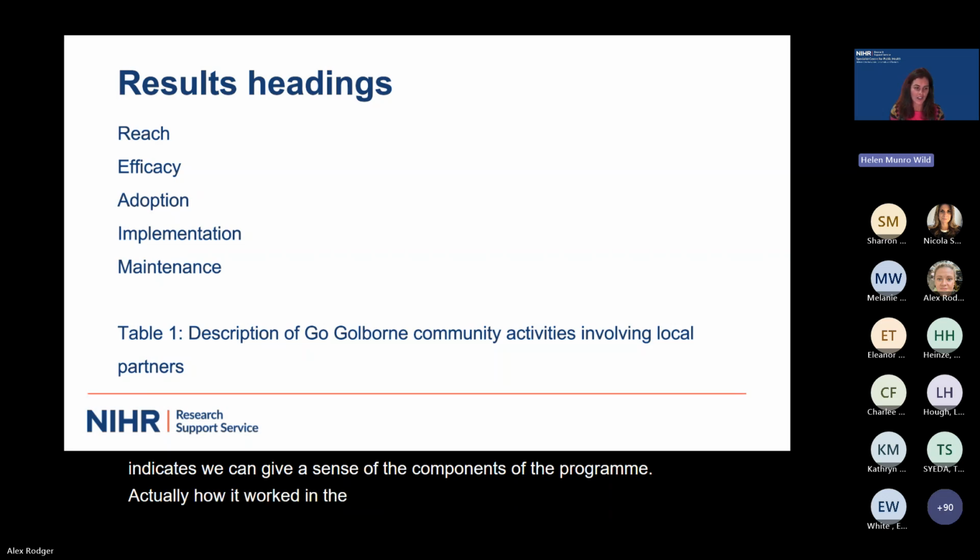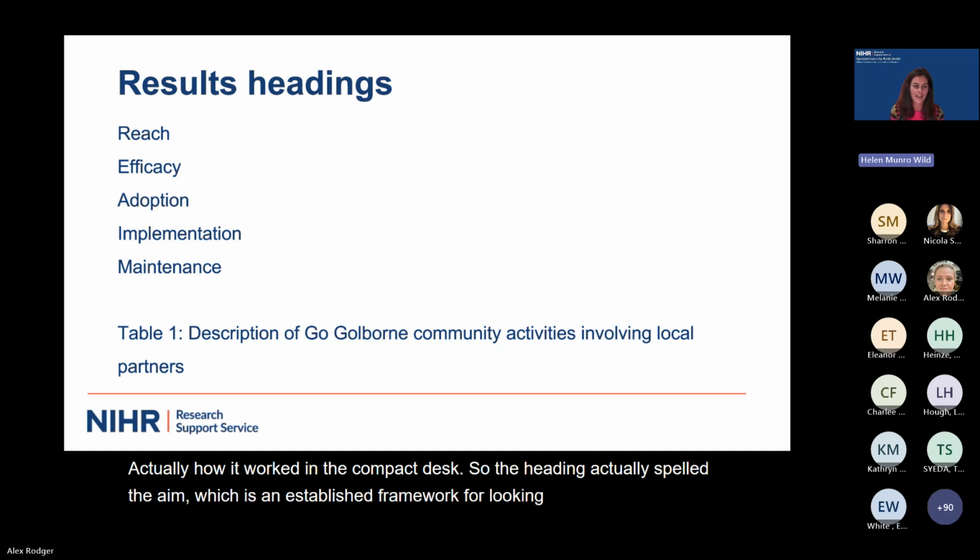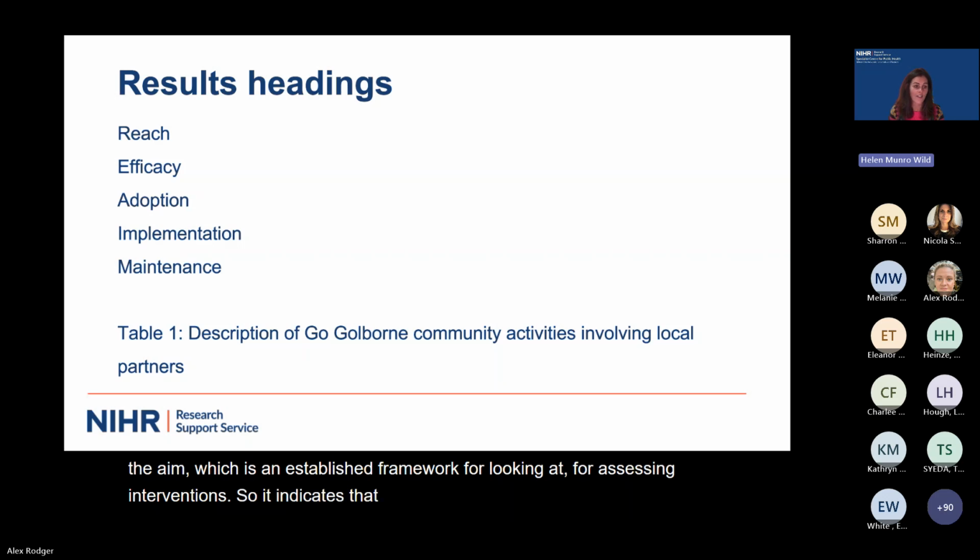So the headings actually spell WE-AIM, which is an established framework for looking at assessing interventions. So it indicates that they're using a framework and they know what they're doing. So that can be quite helpful too.